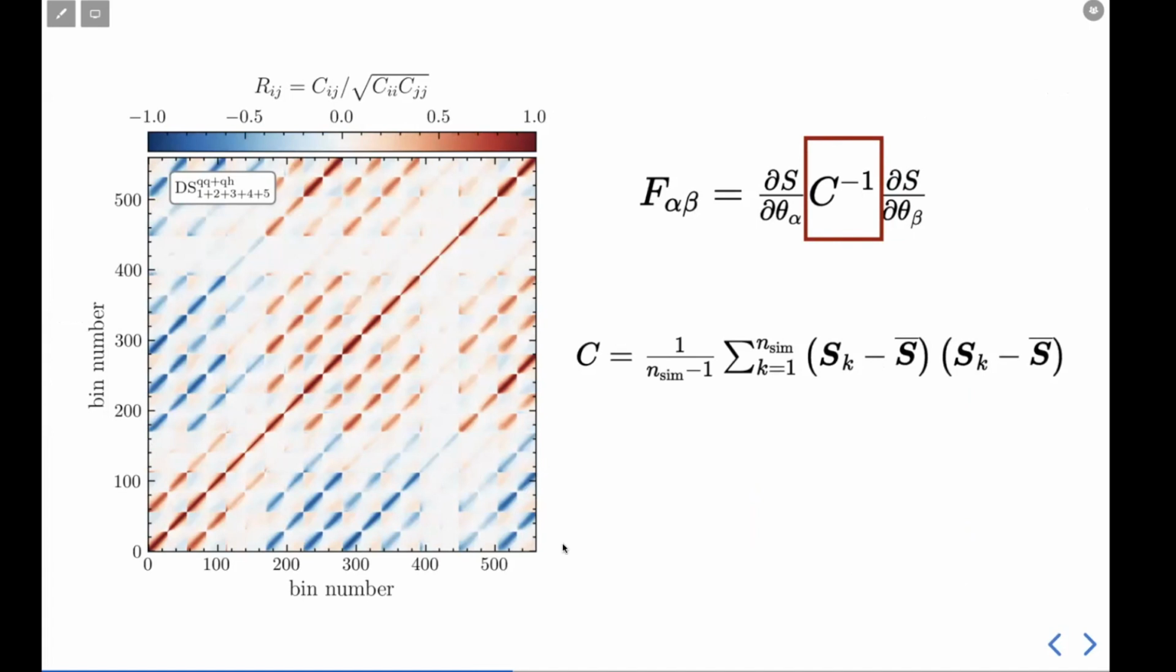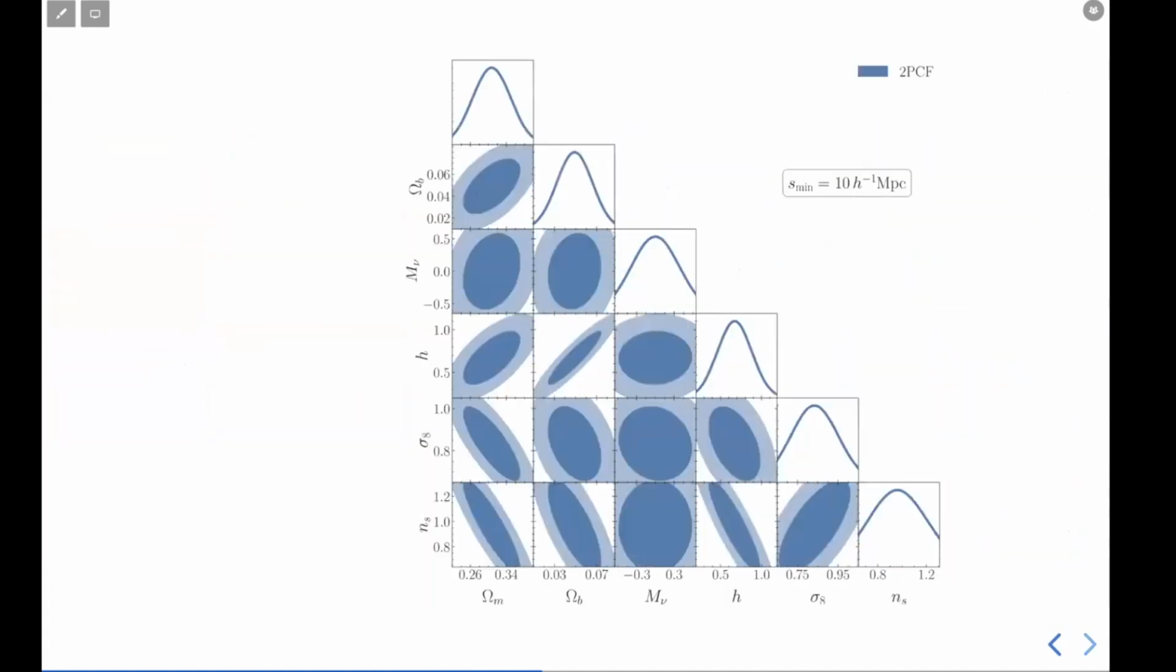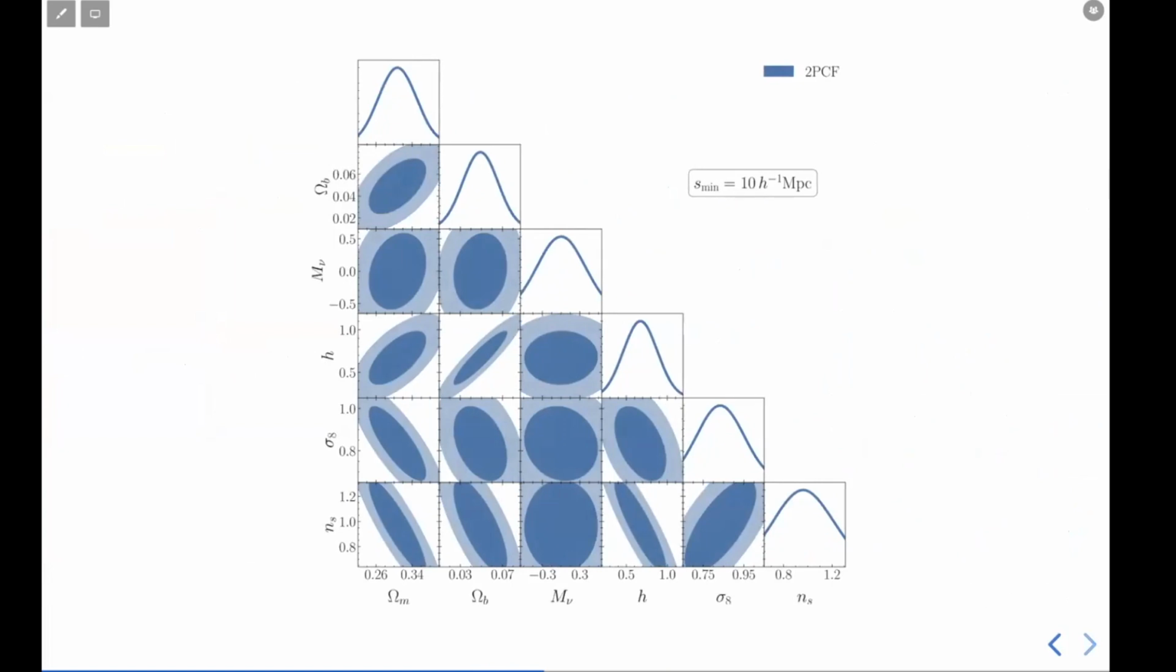Right, so now we're going to look at the final constraints. This is how the constraints look for the two-point correlation function. We're here using a minimum scale of 10 megaparsecs. We didn't want to use smaller scales because we're looking at dark matter halos, but we know that galaxies populate dark matter halos, so this is what we call the one-halo term, and that's not going to be in our dark matter halo sample. So we didn't want to look at those very small scales, and we know that's going to change with galaxies.